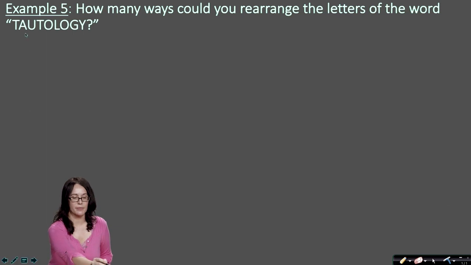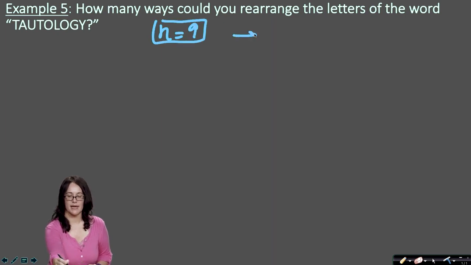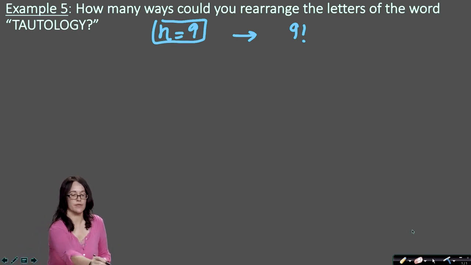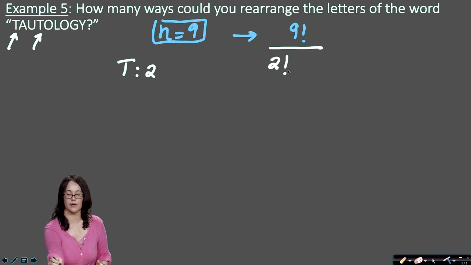Well, let's see how many letters there were. 1, 2, 3, 4, 5, 6, 7, 8, 9. So if there are 9 letters in the word tautology, we would begin by saying 9 factorial. And that's the answer, as soon as you work it out, of course, or use your calculator. That's the answer if there are no repeated letters, right? But are there any duplicate letters? That's right, there is a T that happens twice. There we go. T happens twice, so in the denominator, I need to write 2 factorial.